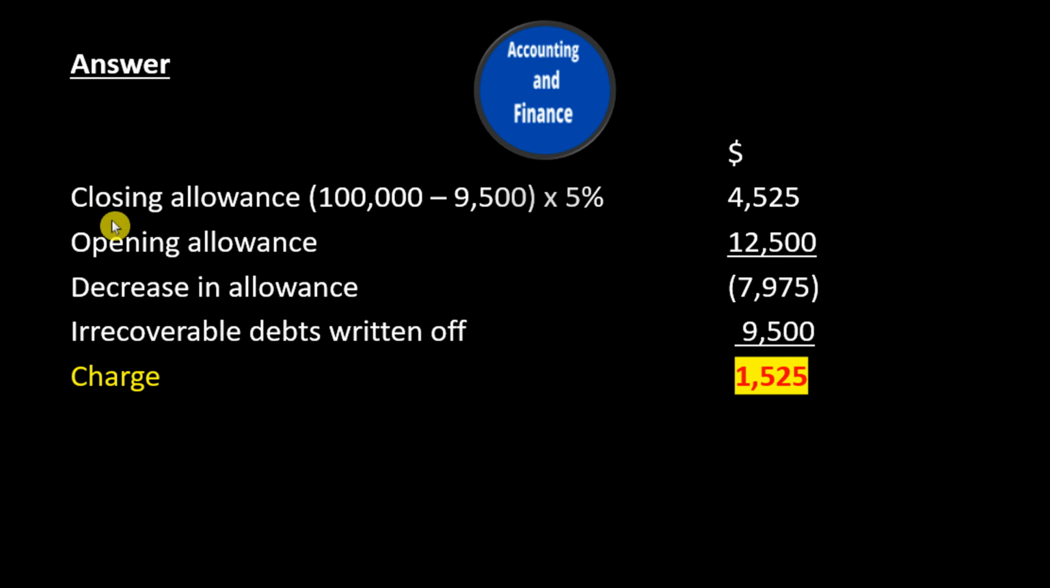Answer. Closing allowance, ($100,000 minus $9,500) times 5%, $4,525. Opening allowance, $12,500. Decrease in allowance, $7,975. Irrecoverable debts written off, $9,500. Charge, $1,525.